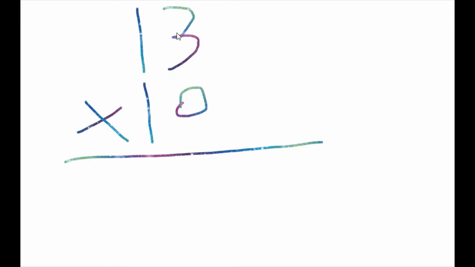So 0 times 3 equals 0. 0 times 1 equals 0. Now we have to go with the 1. Since that 1 is not a 1, it's a 10, then you have to put an X or 0. I like to put a 0. So I'll just put a 0 here. And now 1 times 3 equals 3. So you have to put a 3 over here. And now 1 times 1 equals 1. So you have to put a 1 here.